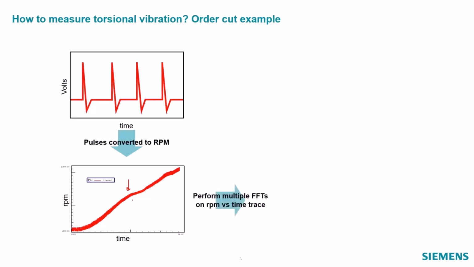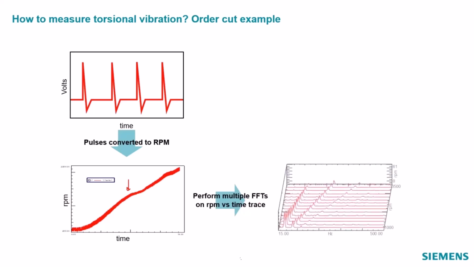Then with this RPM time trace, we typically would do an FFT on it. And we would get this series of FFTs over time. These are a bunch of spectrums where we have frequency on this axis. The overall RPM here, in this case, is going from 1,000 to 3,500.